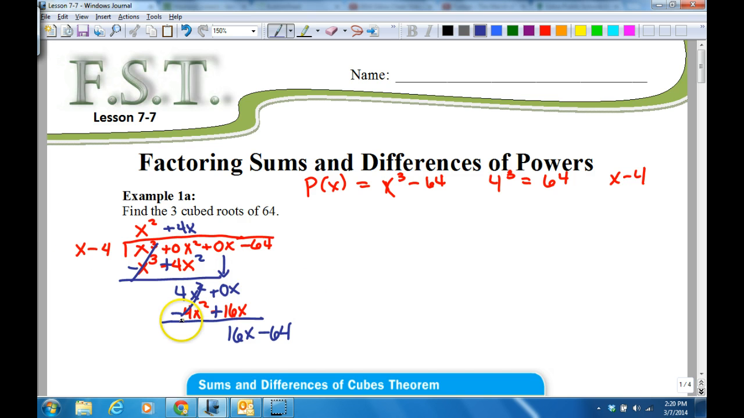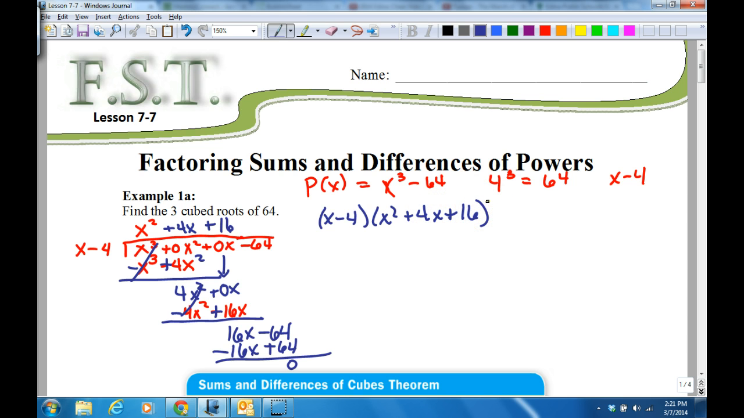So how many times is x going to 16x? 16. So this becomes a plus 16. And then we end up with 16x minus 64, and that all cancels out to be 0. So, as of now, I know that my factors are x minus 4 and x squared plus 4x plus 16.